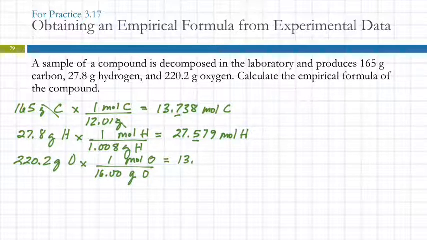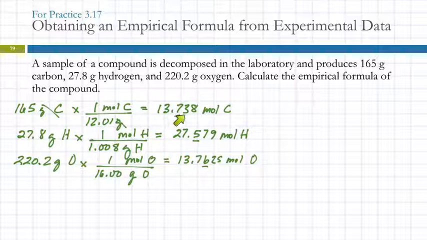So 13, this would have 4 sig figs, 7, 6, 2, 5 moles of oxygen. Now you could write a pseudo formula, C 13.738, H 27.579, O 13.7625. And then you're going to do the same thing we're going to do here, but this is less writing.